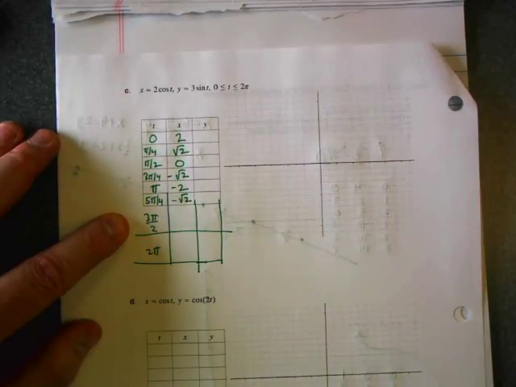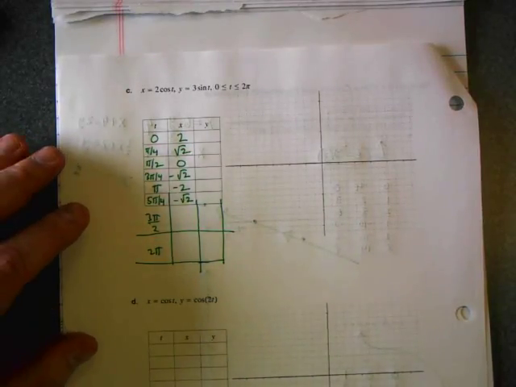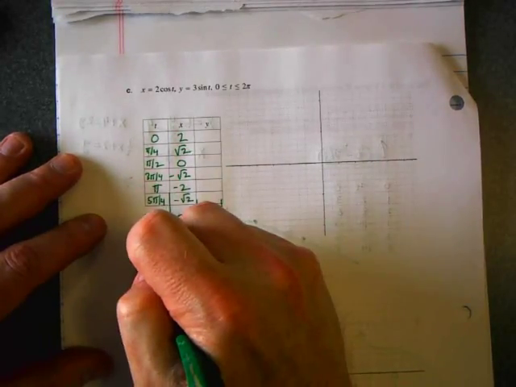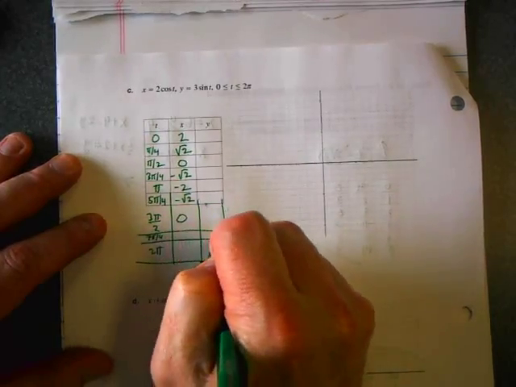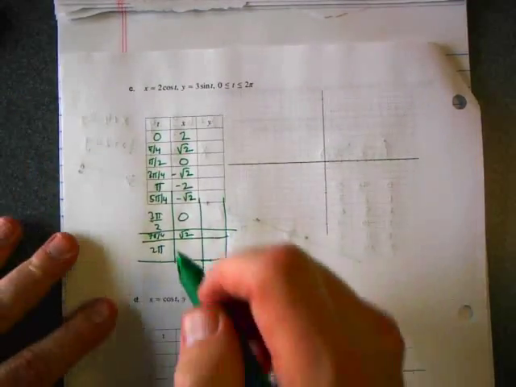3 pi over 2. Cosine of 3 pi over 2 is 0. That's correct, because we'd be straight down. If I had written 7 pi over 4, sneak that one in, that one would be in quadrant 4, and cosine is positive in quadrant 4, so that would give us a square root of 2. And then back to 2 pi. 2 pi is the same as 0, isn't it? So that's going to give me a 2. All right, so there's all my x numbers.